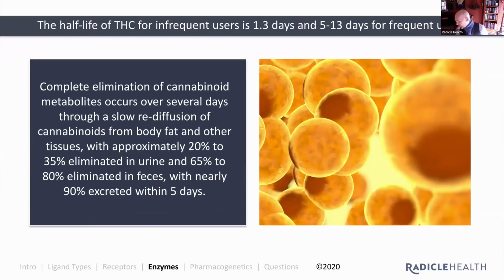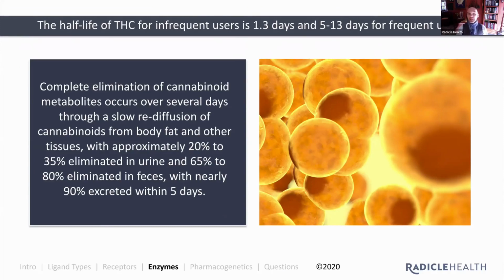So I want to talk just briefly about pharmacokinetics. Complete elimination of cannabinoid metabolites is going to occur over several days. It's through slow rediffusion of cannabinoids from the body fat and other tissues. About 20 to 35% of metabolites from cannabinoids are excreted through urine, 65 to 80% eliminated through feces, about 90% excreted within 5 days. It's really important to remember that residual levels of cannabinoids remain in the body for some time, especially in long-term users.